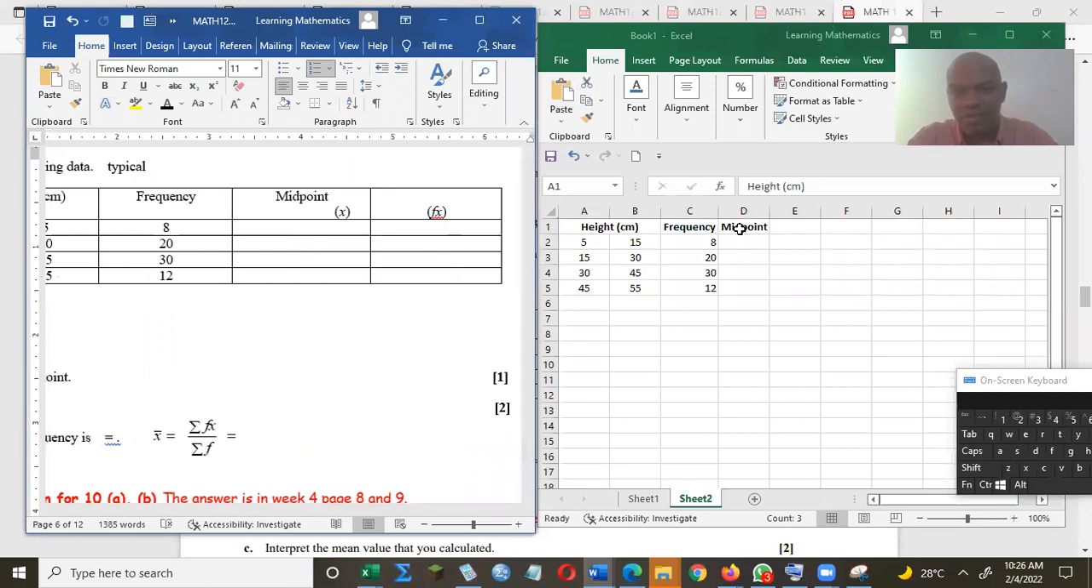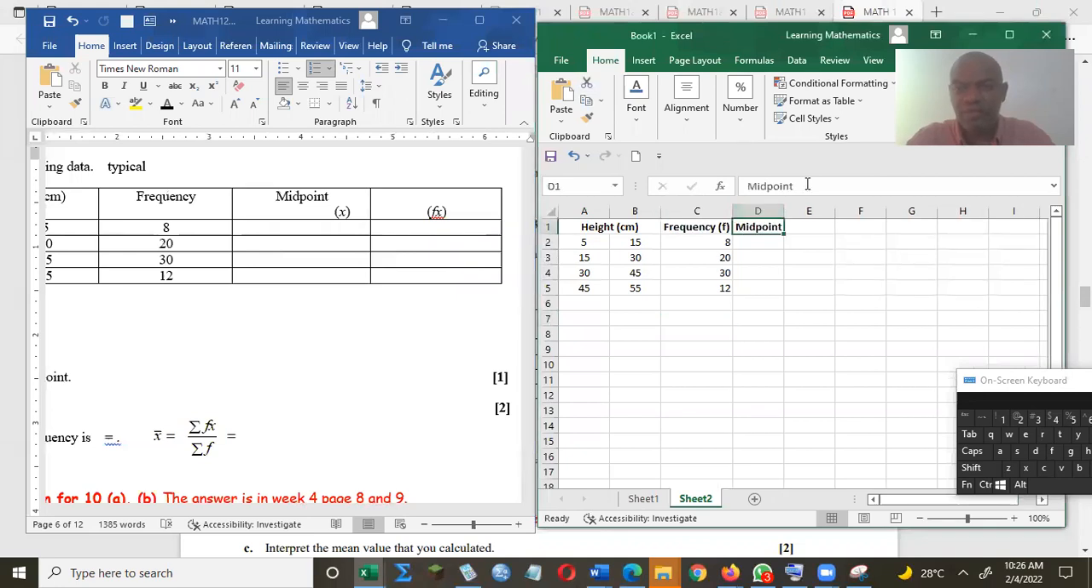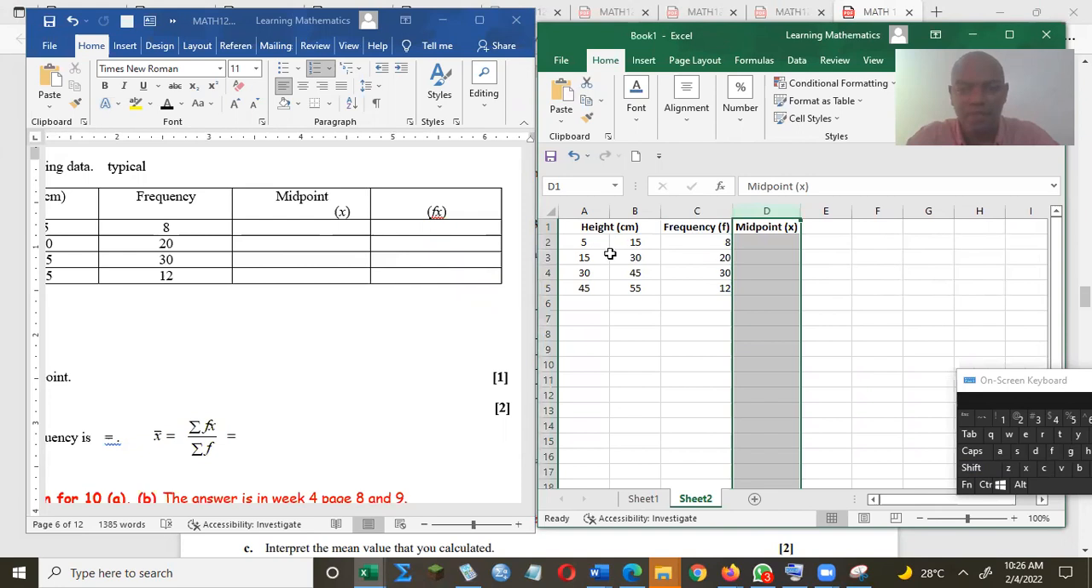Fx. So the frequency is the F, words to symbols, F for frequency. And here now, the midpoint will be the X. The midpoint is the data value because the data value comes here as an interval. You have two numbers, 5 centimeters and 15 centimeters. What is the X? The X is the midpoint. And then I see there is Fx written there. We'll come to that afterwards.